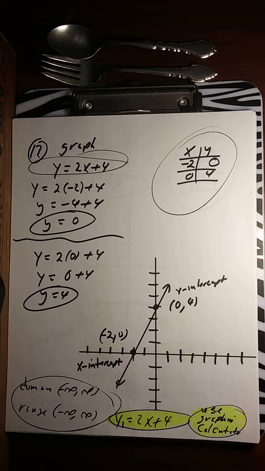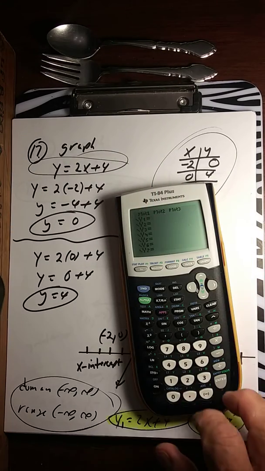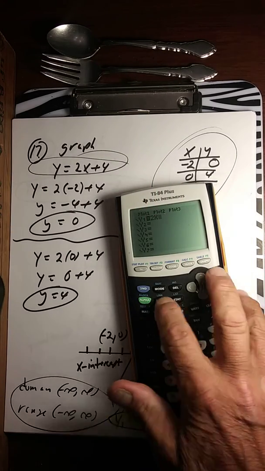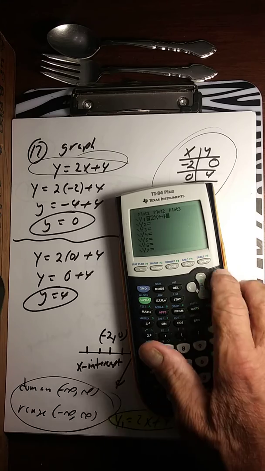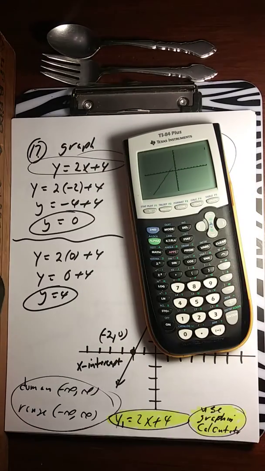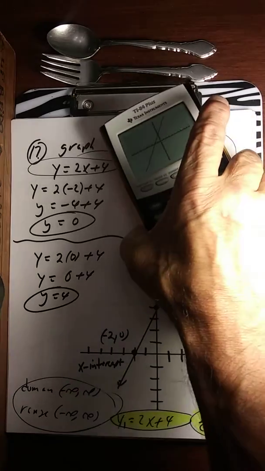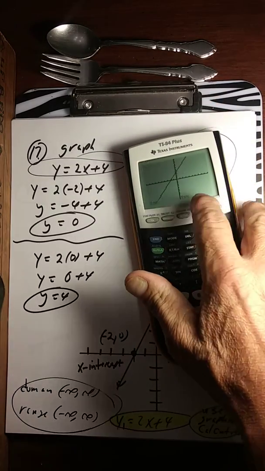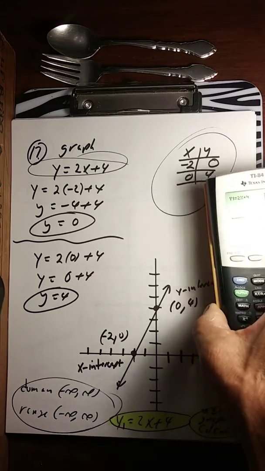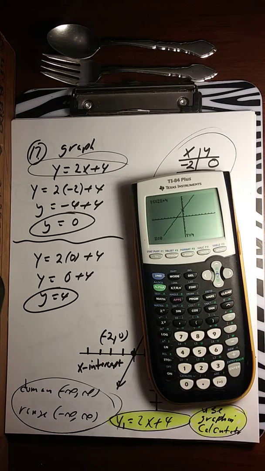Let's use a calculator. Sure, why not? Alright, if you use a calculator, 2x plus 4. So 2x plus 4, hit graph. That's the graph right there, which looks like this one. And you can do a trace if you want. You'll find some points that match it. Okay.